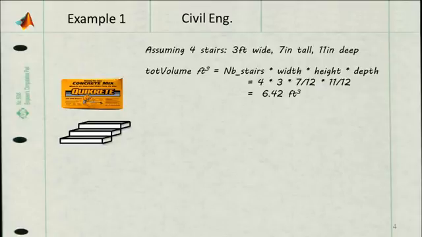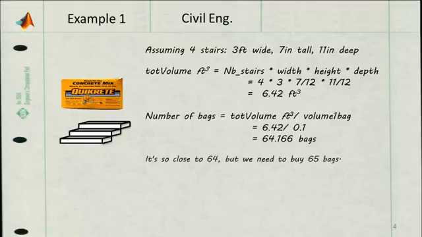So we end up with 6.42 feet cubed, and when we divide by 0.1, which is one bag, then we end up with 64 bags. It's so close to 64, but we still need to buy 65. Can you already guess which function we're going to use? Let's go see in MATLAB.